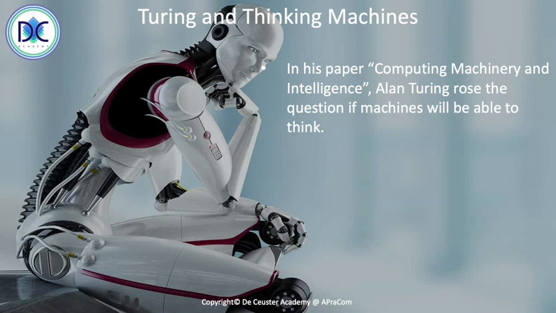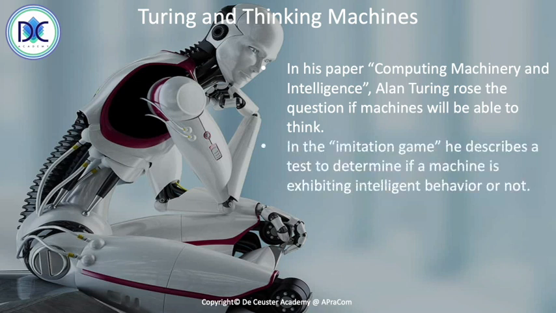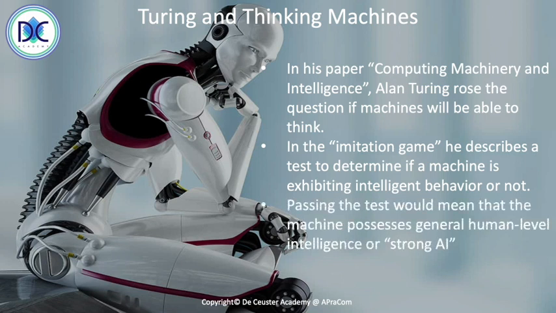Basically, he created in one paragraph the Imitation game, which describes a test to determine if a machine is exhibiting intelligent behavior or not. Today we call this the Turing Test, and I will talk about that in the next slide. Anyway, the thing is about seeing if a machine can pass a test, and if the machine can pass the test, it would mean that it possesses general human-level intelligence, which we call today strong AI, strong artificial intelligence.